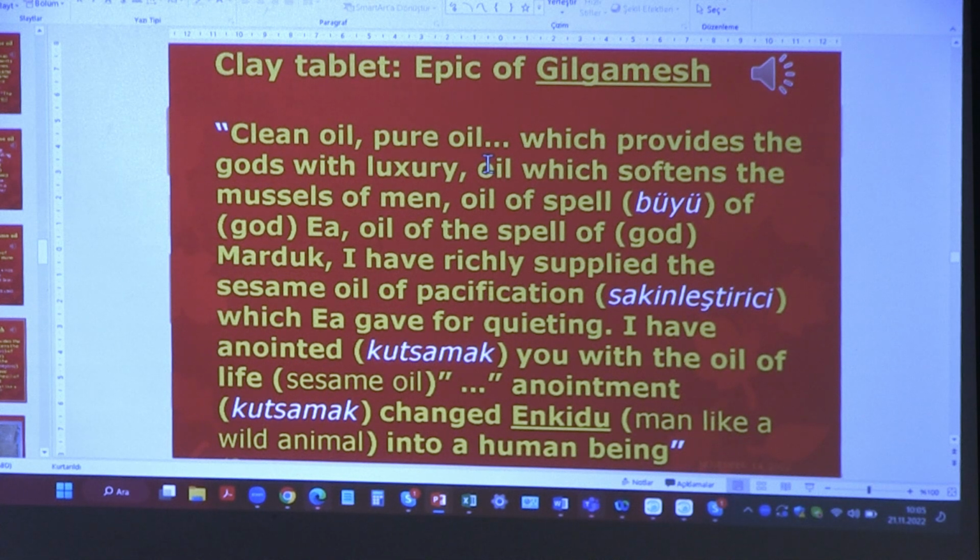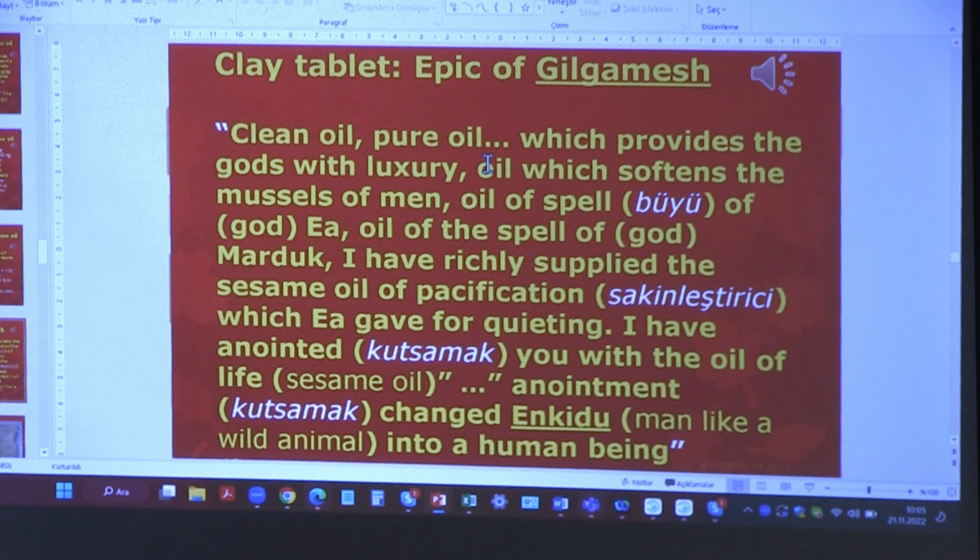Oil of the spell of God Ea, oil of the spell of God Marduk, so two gods, Marduk and Ea. Oil of the spell of God Marduk, I have richly supplied the sesame oil of pacification, which the god Ea gave for quieting. So he says, this sesame oil is given to us by God for softening the muscles and quieting the people.